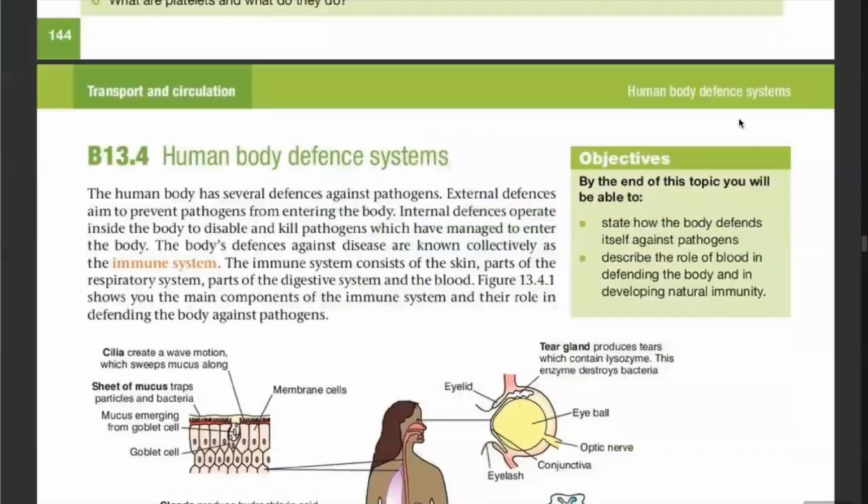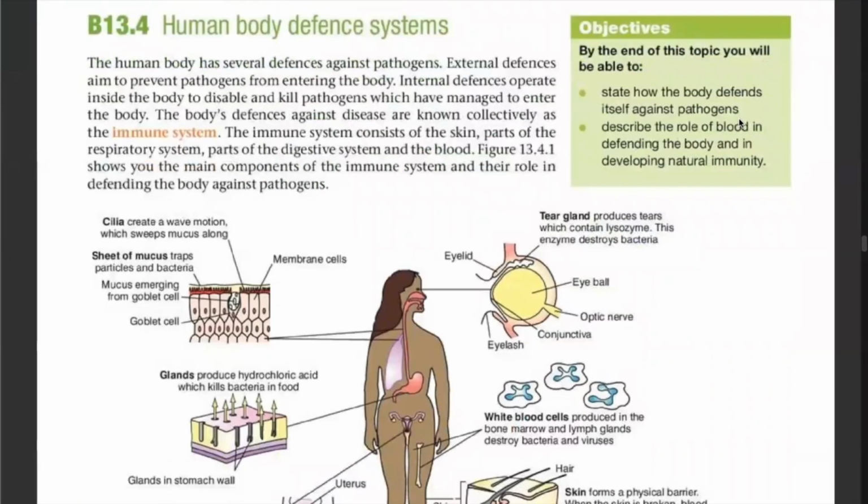So speaking about immunity, it is very important to consider how our body defends itself and how we also help to facilitate the defense of our body. So the body has several defenses against pathogens. External defenses aim to prevent pathogens from entering the body, and internal defenses operate inside the body to disable and kill pathogens which have managed to enter the body. Now, our concern right now is our internal defenses. External defenses would be things like washing your hands, wearing a mask, cleaning your clothes, being careful, those kinds of things, right? But for internal defenses, we want to see exactly what our body does to ensure that it protects itself against diseases.